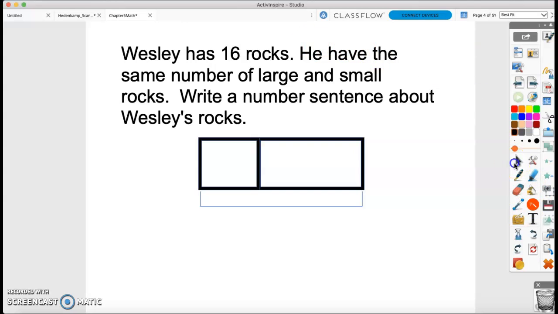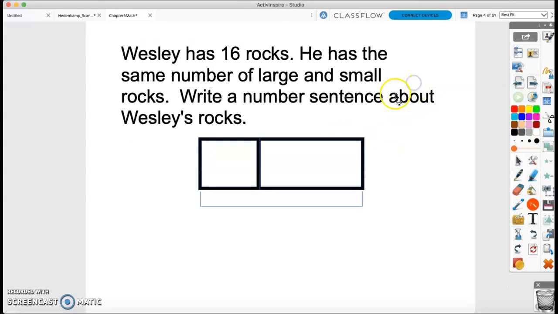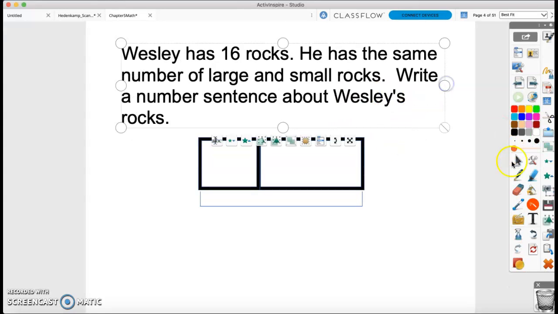Hold on. We're going to quickly change it to be correct. Now we'll be able to read it. Just a second.